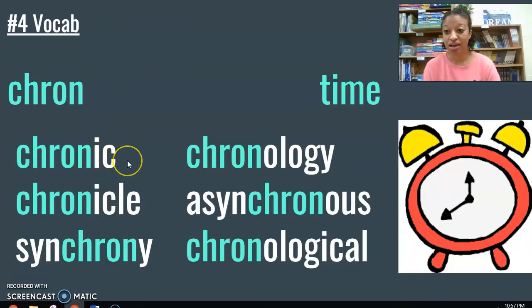Chronic, chronic, chronicle, chronicle. So SYN is actually another root word. We're not going to talk about that one today, but it sounds like seen, okay? Synchrony, synchrony, like at the same time.